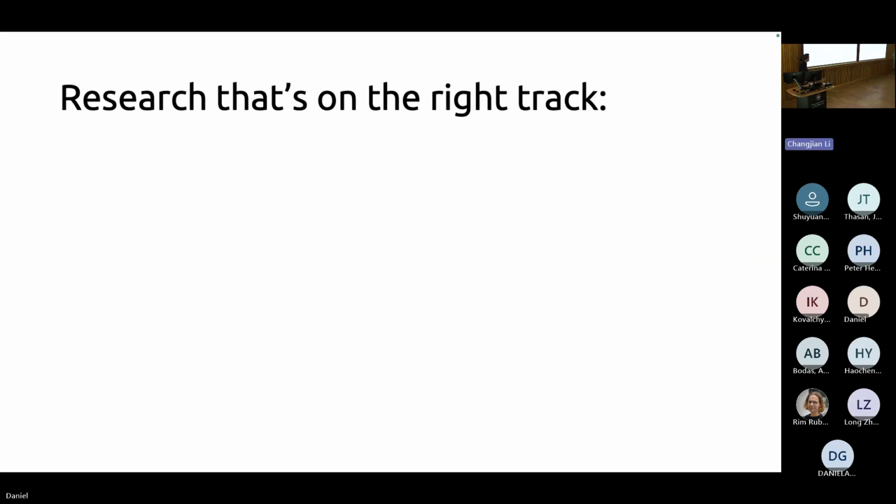Okay, so I think this is an aspirational goal. I don't think there's any research right now that quite lives up to it, but I think there's some research that's on the right track. What I'm about to discuss is by no means an exhaustive list, but some things that are on the tip of my tongue.